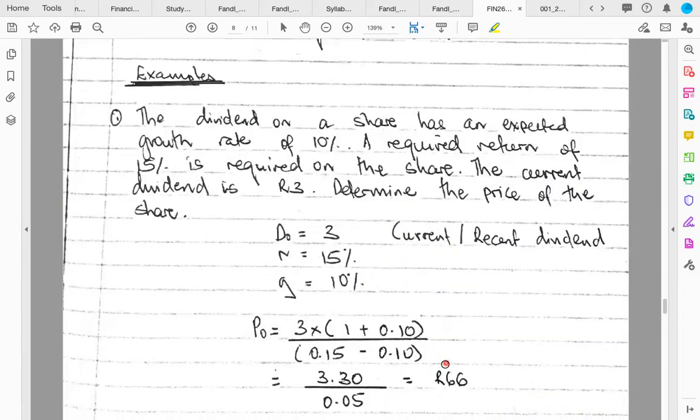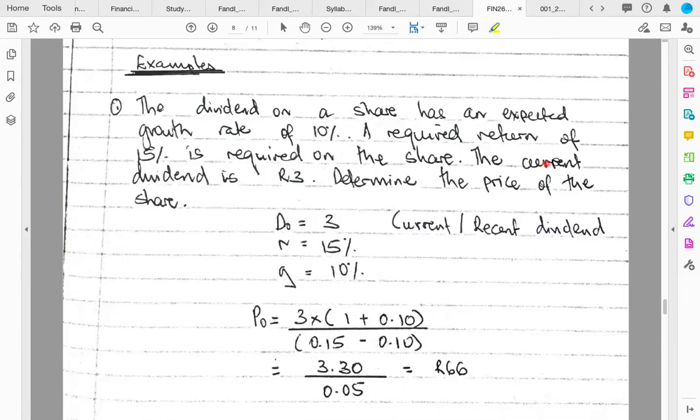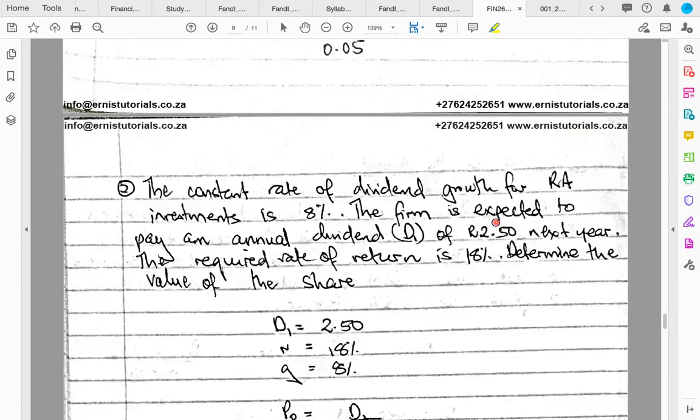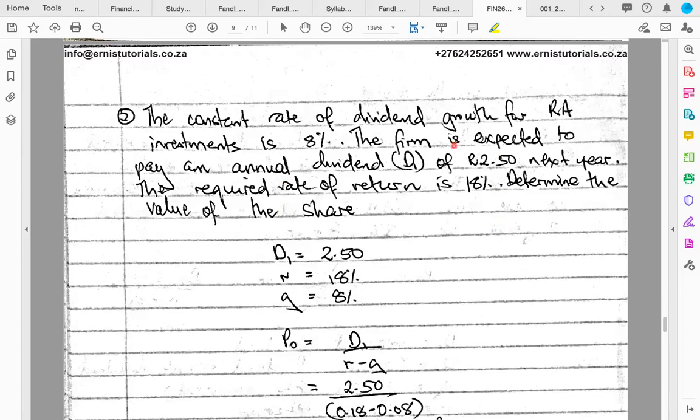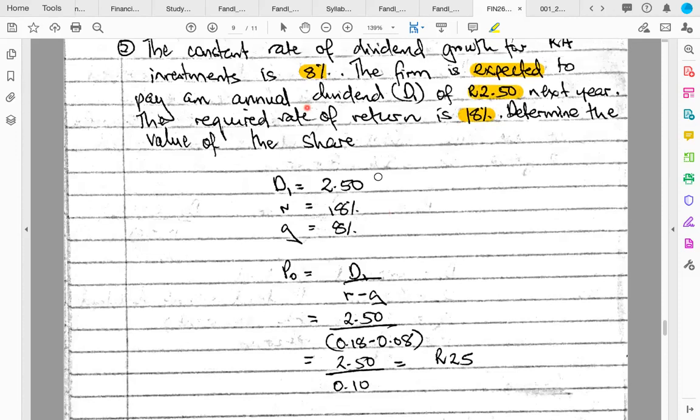But look at that example that we just did, where we had the current or the recent dividend, compared to when we have the expected dividend, right? The constant rate of dividend growth for RA investments is 8%, right? The firm is expected to pay an annual dividend of R2.50 next year. The required rate of return is 18%, determine the value of the share. So now we have D1 rather than D0. D1 is 2.5. Our required return is 18%, and our growth rate is 8%.